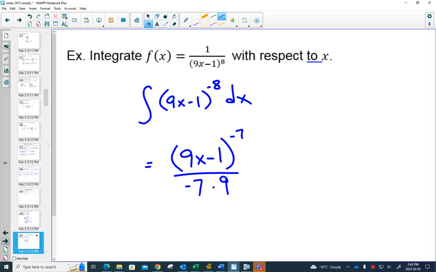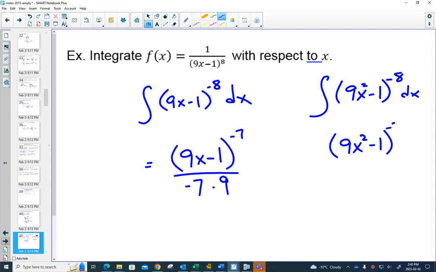Like, what I mean is, if we had this same question like this, but I had 9x squared. The question is, could I do this? Add 1, divide, and the derivative of the inside would be, not just a 9 now, it would be 18x. Can I just divide by 18x? Absolutely not. It does not work, not even one little bit.